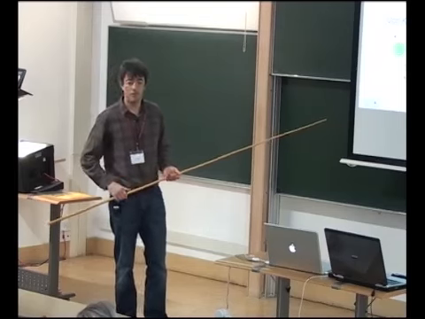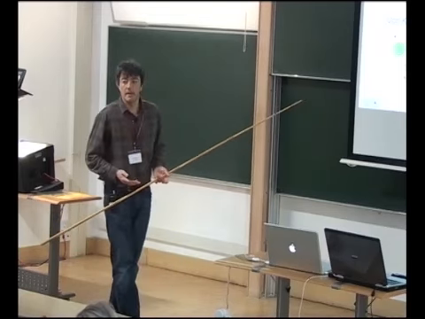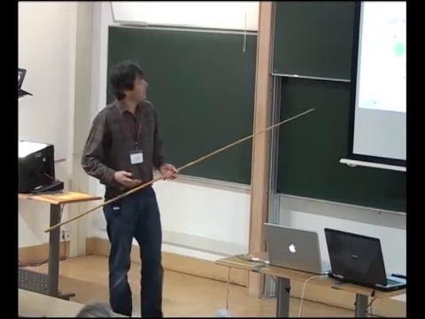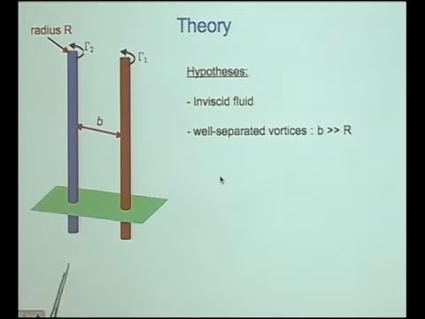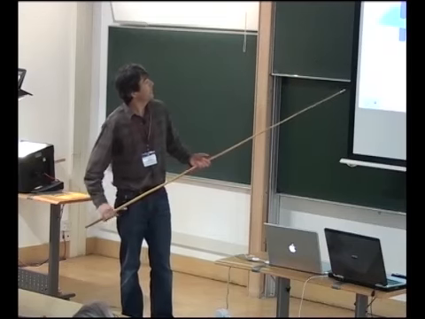So now the question: this instability seems promising to explain the layers observed in stratified turbulence, but stratified turbulence is much more complex than two simple vortices. So the question is, is this instability generic? And shall we observe it in many flows? To answer this question, I am going to present a general theory of the zigzag instability in a stratified and rotating fluid. We are going to look at the stability of a vortex array, like the von Karman street.